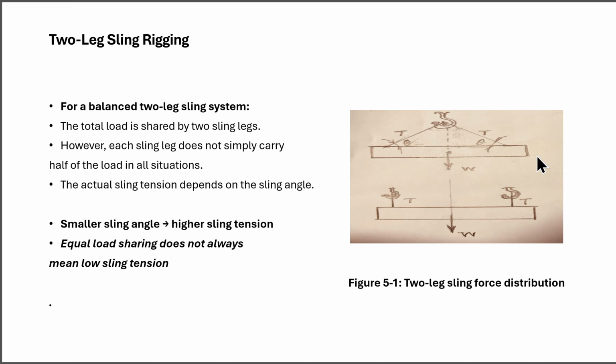Two-leg rigging. For balance, a 2-leg sling system. Here, the total load, here is W, is shared by 2 slings. However, each sling does not simply carry half of the load in all situations. The actual sling tension depends on the sling angle.